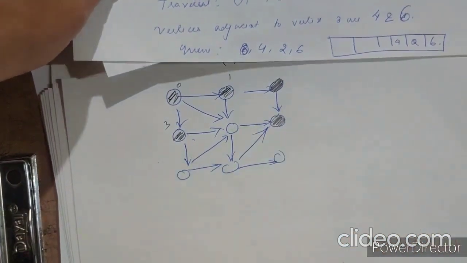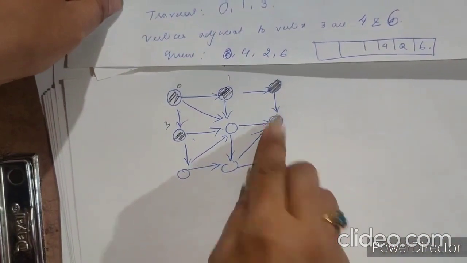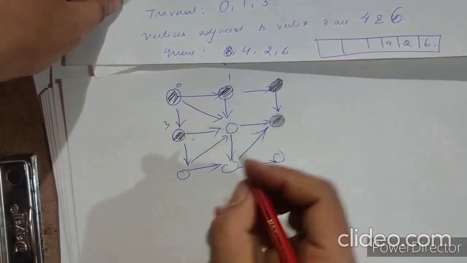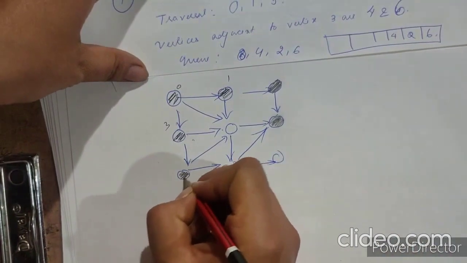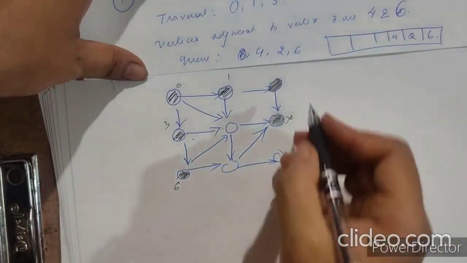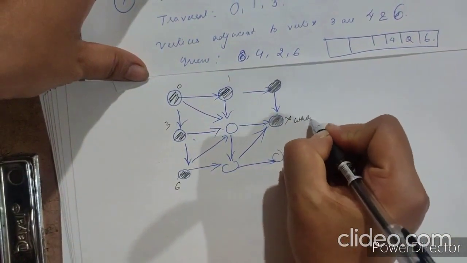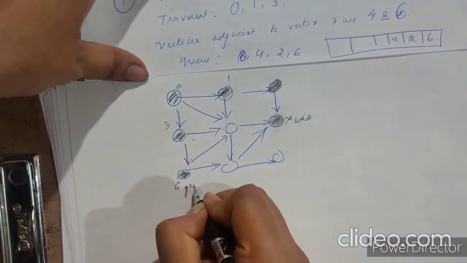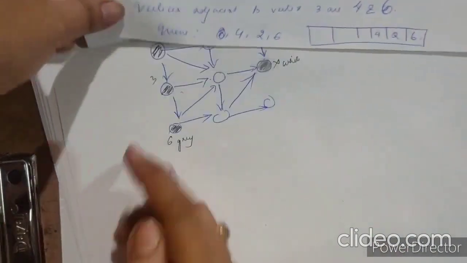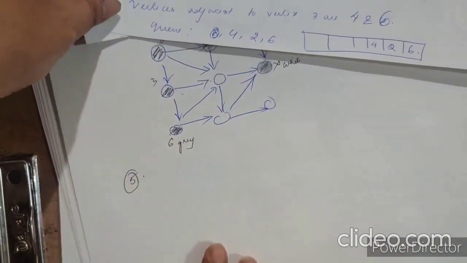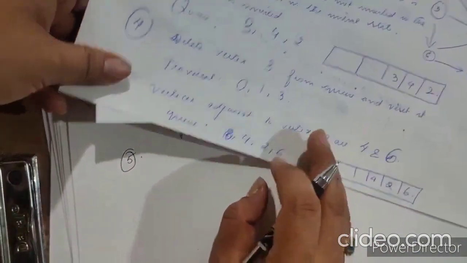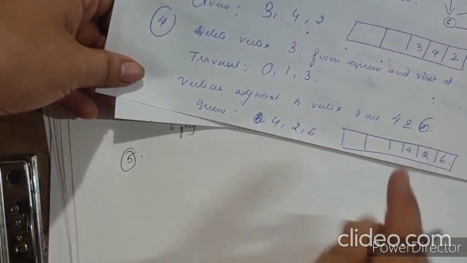Yes, this is wrong. This is not 5, this is 6. This one is 6, right? This should be white. This is gray because 6 was initial, right? So your queue is 2, 4 and 6. Next, delete. So in the queue we have 4, 2 and 6.